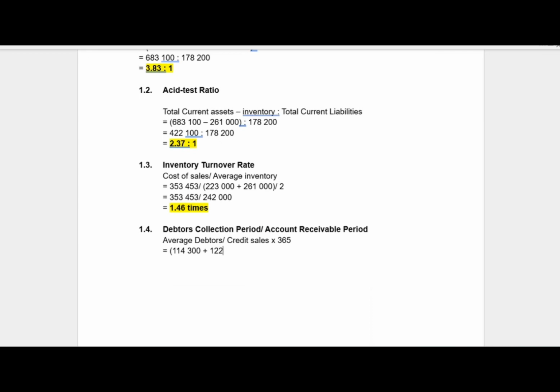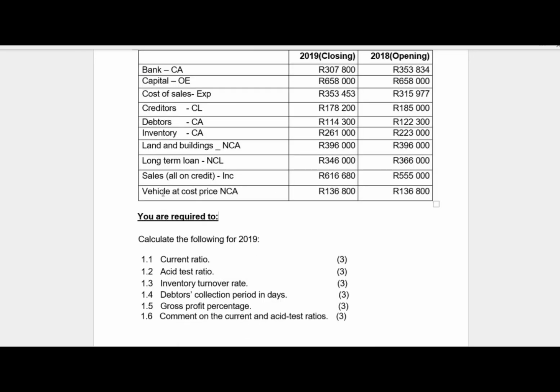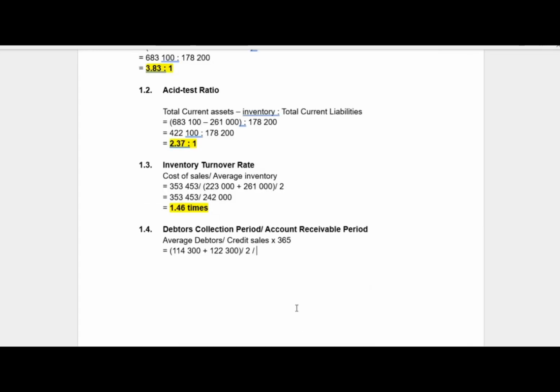Those brackets are divided by 2. And then we also divide all of that by credit sales. So what is our credit sales? Let's look for credit sales in our information. We've got sales there, and they say all on credit. So all the sales are on credit, and we divide by the current sales of 2019, because we are doing the ratios for 2019, of 616,680.